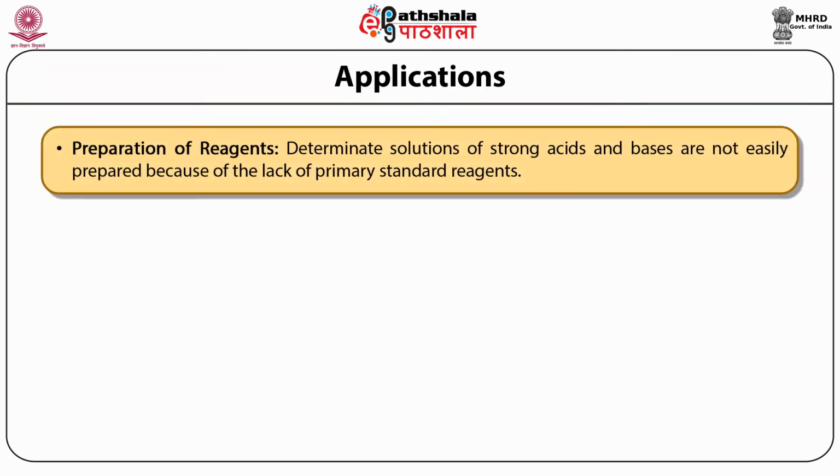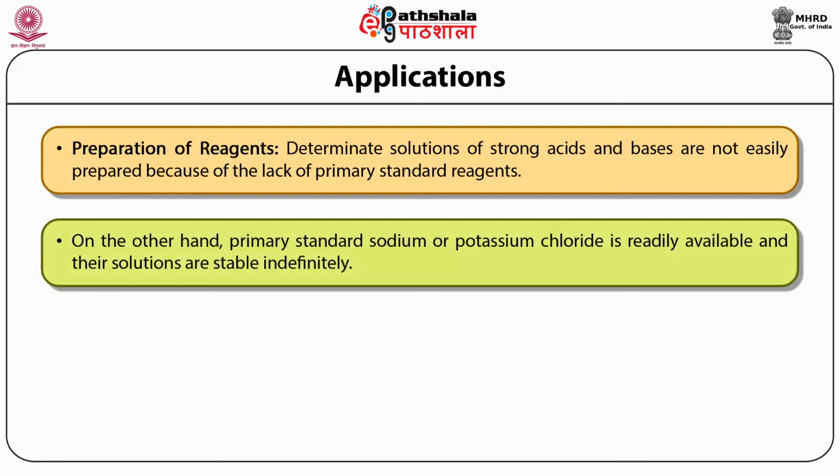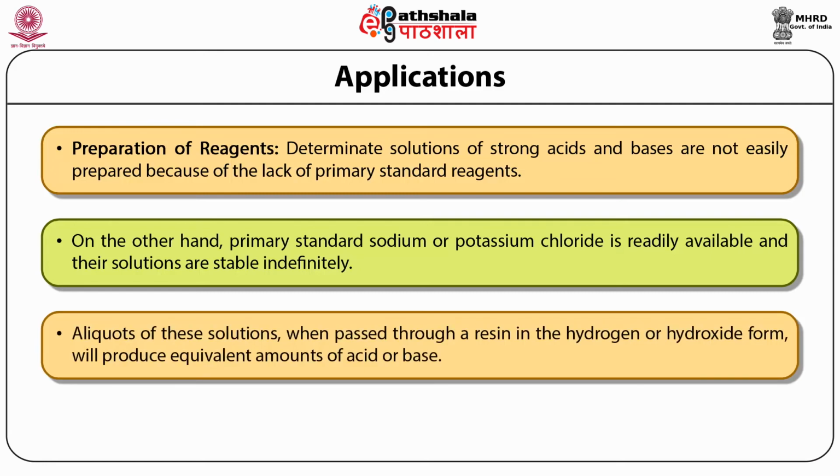Preparation of reagents. Determinate solutions of strong acids and bases are not easily prepared because of the lack of primary standard reagents. On the other hand, primary standard sodium or potassium chloride is readily available and their solutions are stable indefinitely. An aliquot of these solutions, when passed through a resin in the hydrogen or hydroxide form, will produce equivalent amounts of acid or base. Many other solutions, which are difficult to prepare or standardize, can be made in a similar fashion.